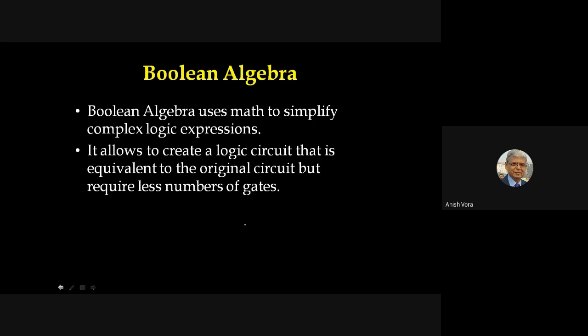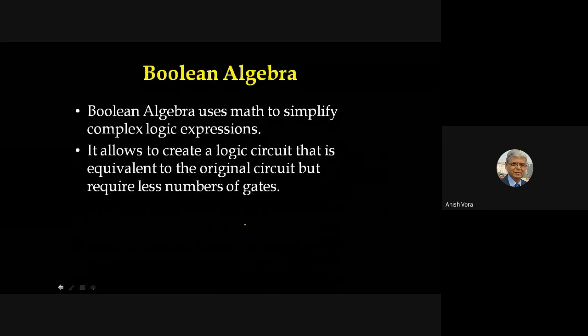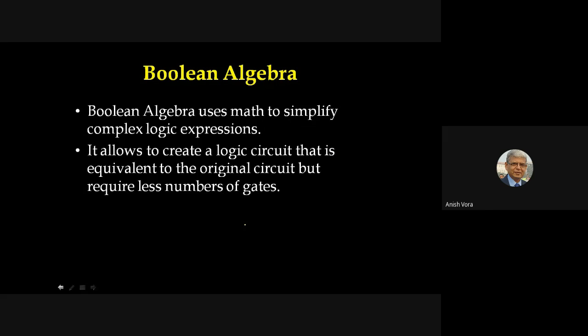Hardware જ્યારે implement કરીએ ને, so we have number of gates. જેટલી circuit મોટી અથવા logically complex, so એટલા number of gates will be more. But if we can reduce the circuit, if we can simplify the Boolean expression with the help of Boolean algebra, then same circuit, same condition સાથેની circuit, but with the reduced number of gates, that is possible. So it allows to create a logic circuit that is equivalent to the original circuit.